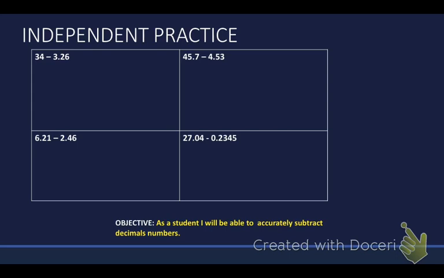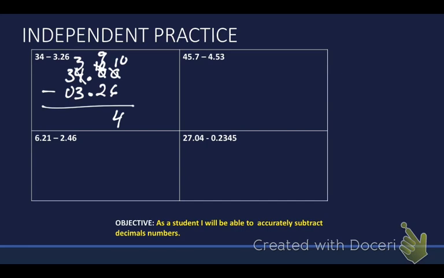All right, I'm back. Here we go. I'm going to go quick. 34, decimal. Decimal's on the side. It's on the right. 26. Fill in with zeros. Got to borrow from this. 10. And that's what you should have had so far. 10 minus 6 is 4. 9 minus 2 is 7. 3 minus 3 is 0. And 3 minus 0 is 3. You should have 30 and 74 hundredths.